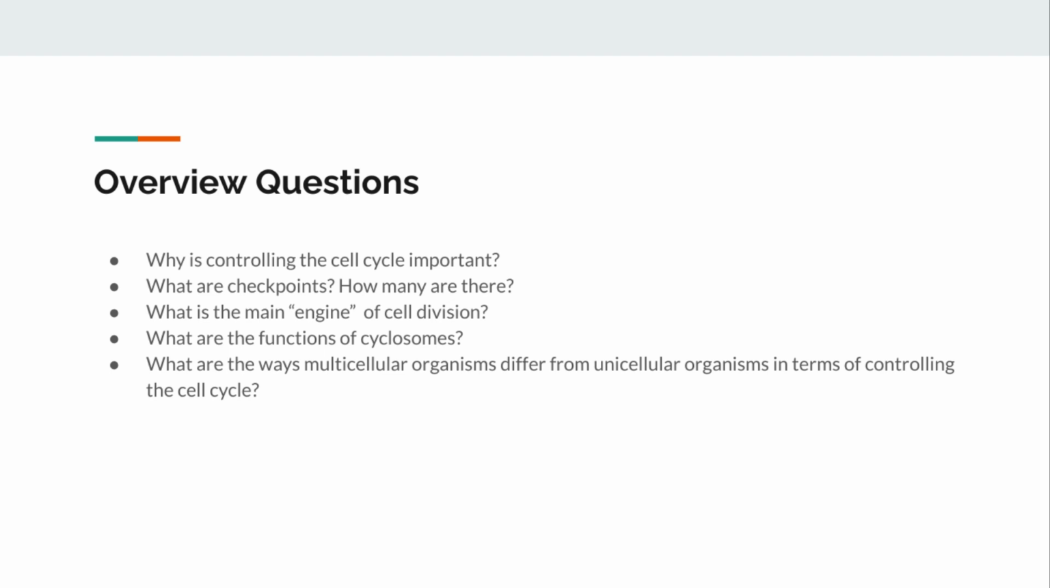So the first one is, why is controlling the cell cycle important? The second one is, what are checkpoints and how many are there? What is the main engine of cell division? What are the functions of cyclosomes, and in what ways do multicellular organisms differ from unicellular organisms in terms of controlling the cell cycle?